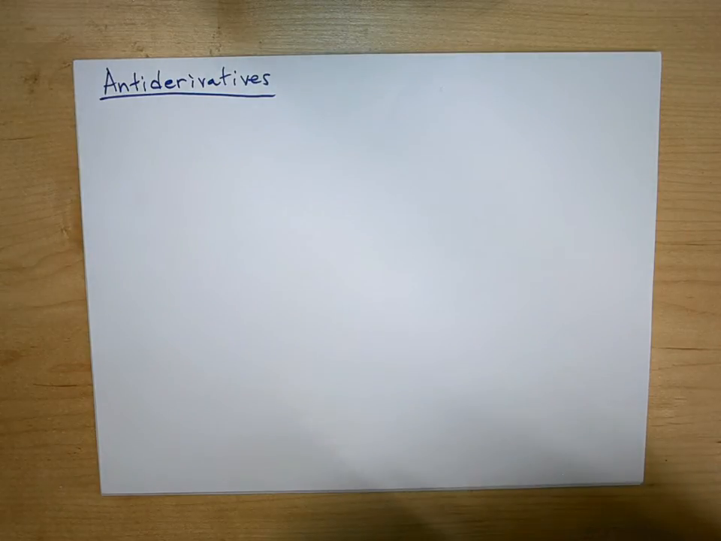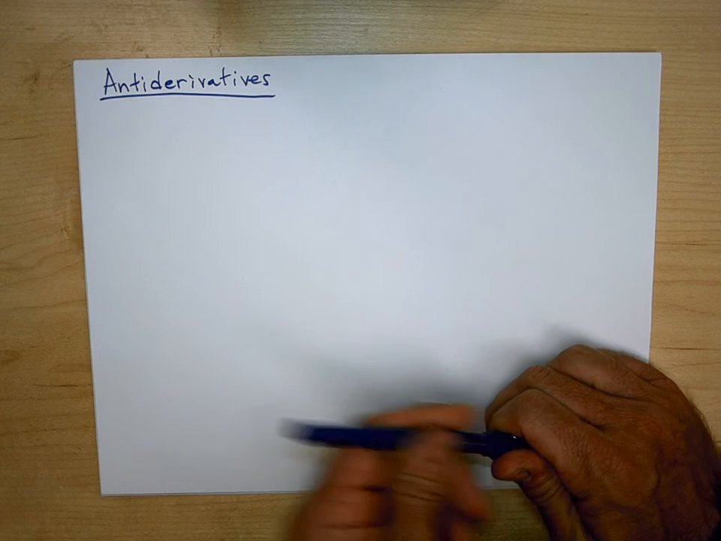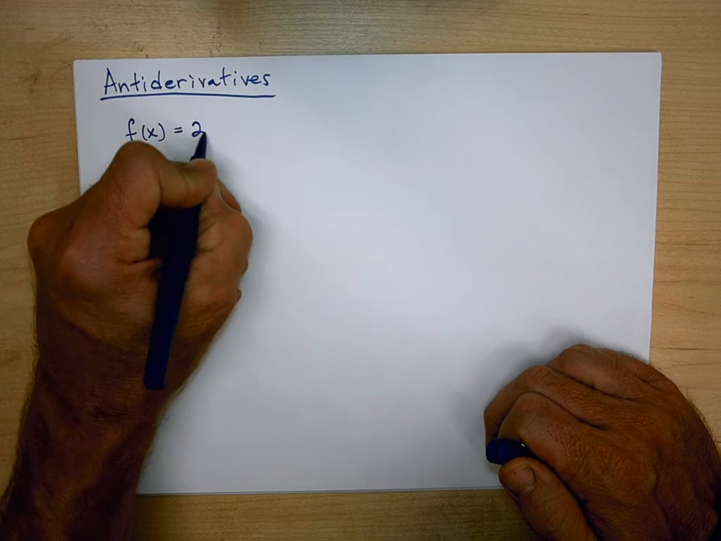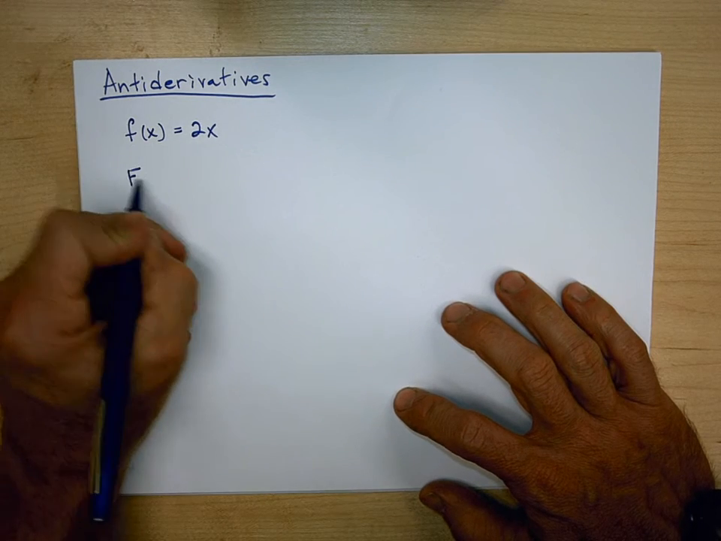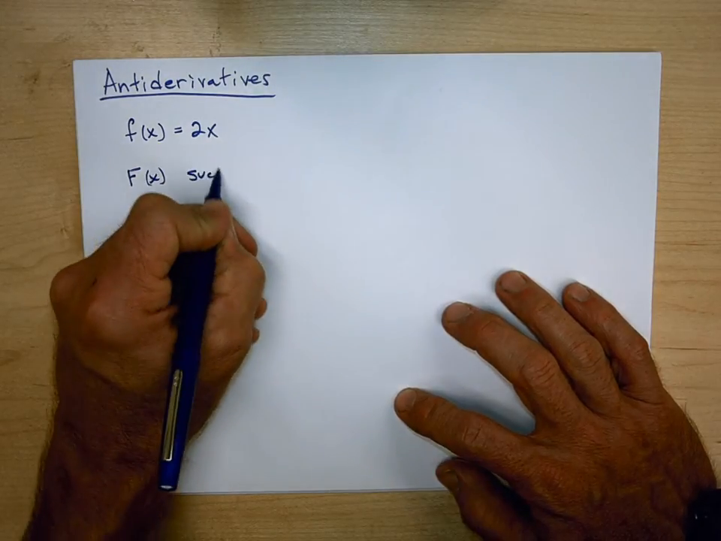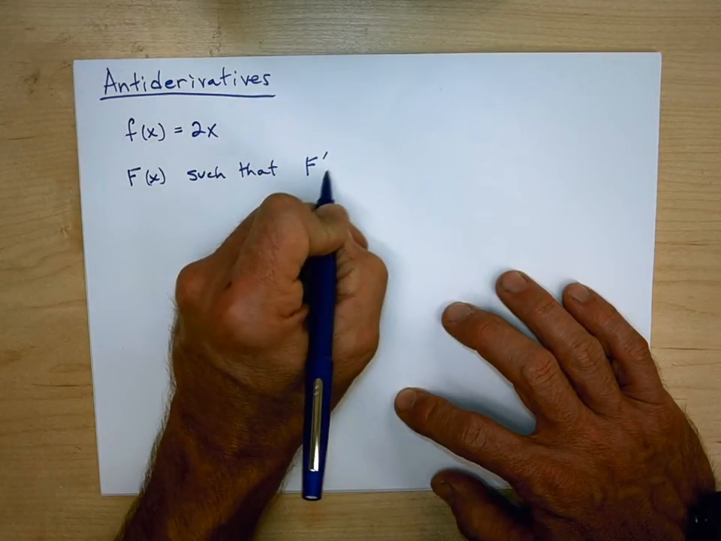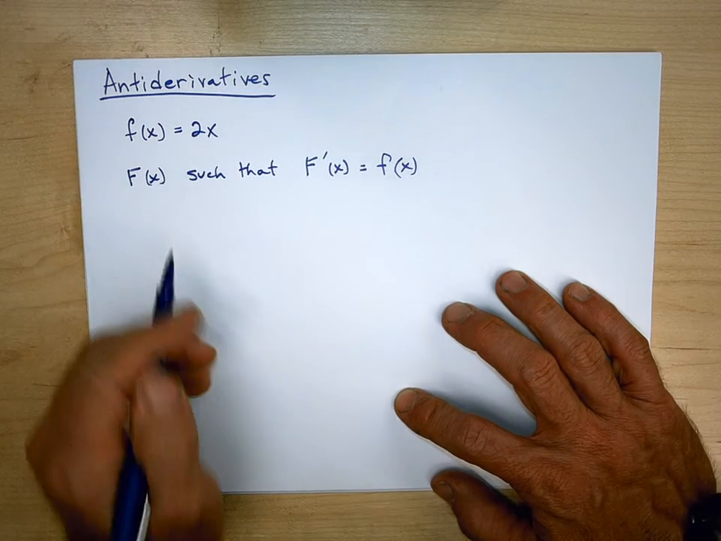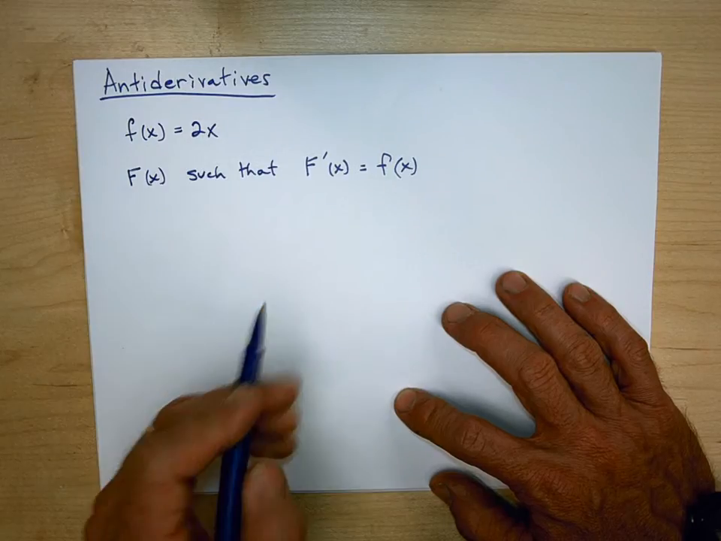In this lecture, I want to talk about antiderivatives, which is basically the opposite of taking a derivative. So, for example, if I had the function 2x, the antiderivative would be a function, we'll call it capital F, such that the derivative of big F would equal little f. In other words, there's a function that I can take the derivative of that will give me 2x.